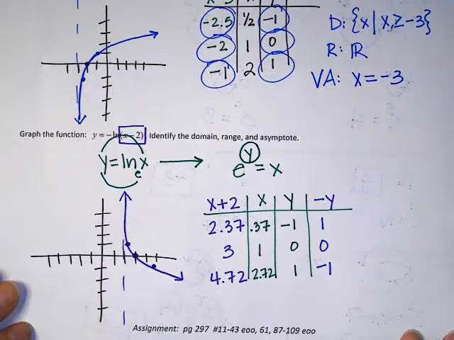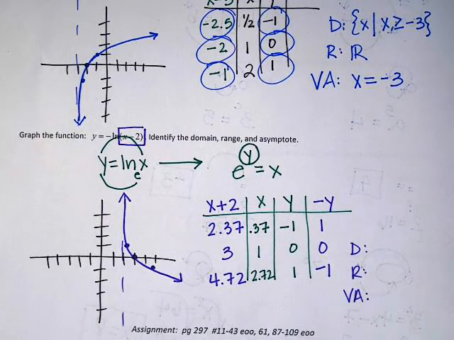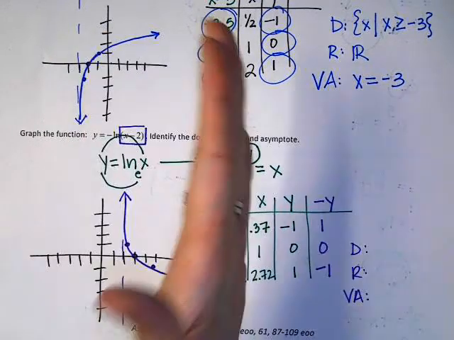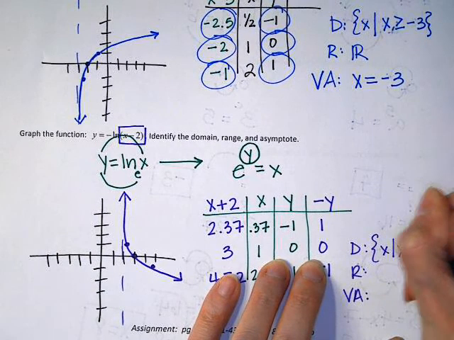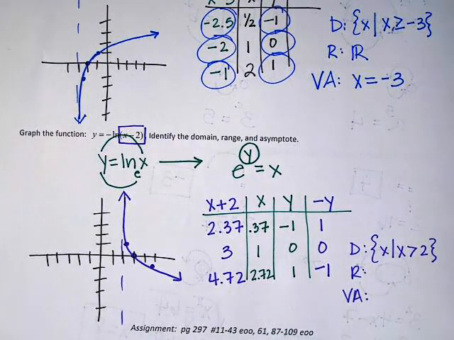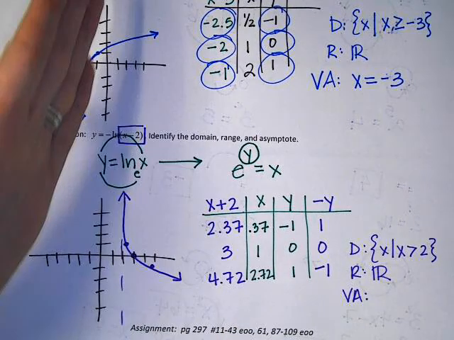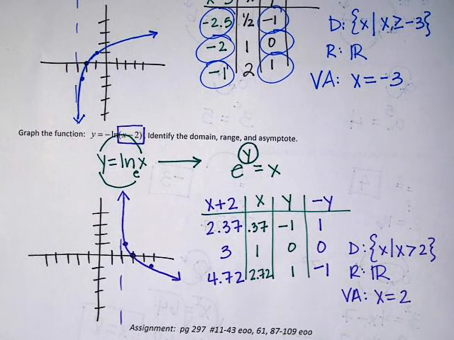Okay, let's find all of our goodies here. Domain, range, vertical asymptote. Okay, the entire graph lies to the right of 2. So the domain is all x's greater than 2. The range is always all reals because it goes up and down forever. And the vertical asymptote we said was at x equals 2.